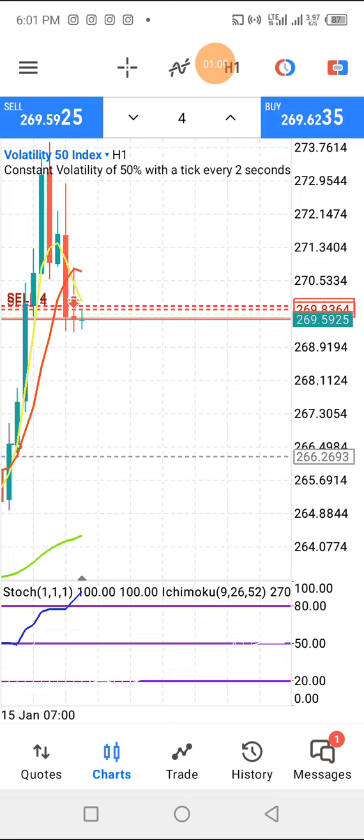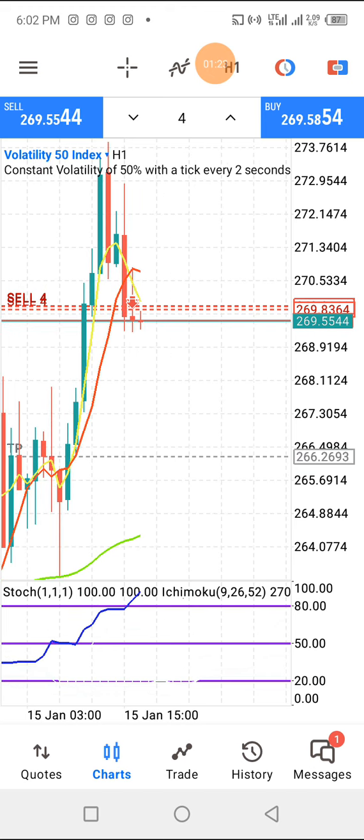In today's strategy, we'll be talking about how to use a unique setup, either for step index or any of the volatility synthetic indices. You can use this on it. Now, I'm currently using my practice account to explain to you, so that when you want to try it out, you don't try it on your live account.